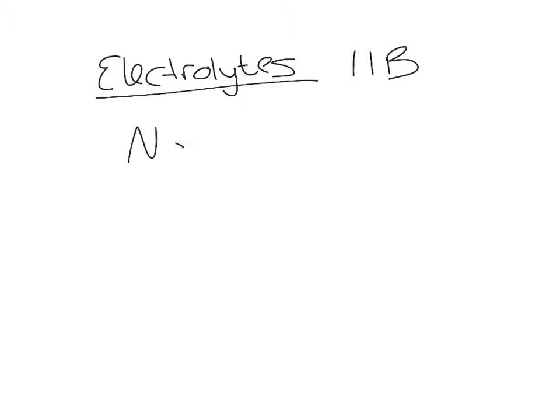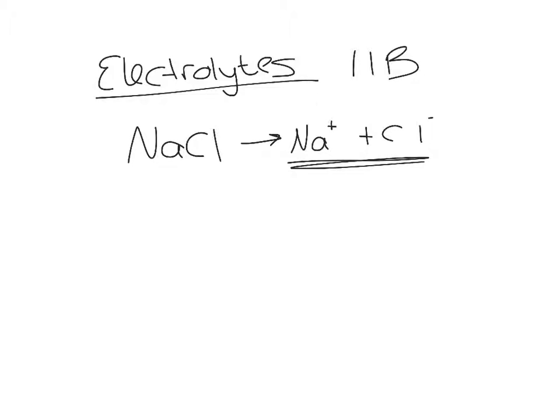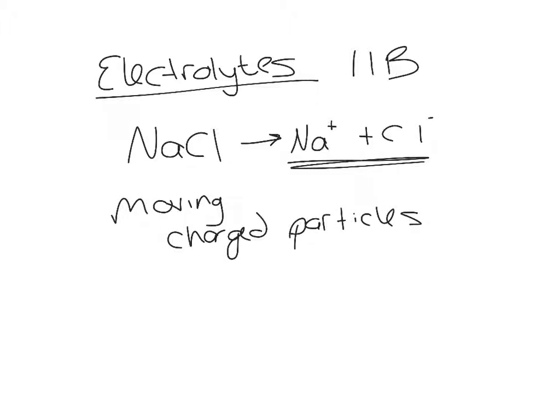So something like salt. Salt is ionic, NaCl, sodium chloride is ionic. So when it dissolves, it turns into Na plus and Cl minus. And when it does that, over here, what you have are moving charged particles. You need moving charged particles in order to be an electrolyte.